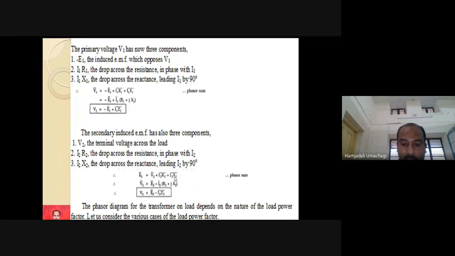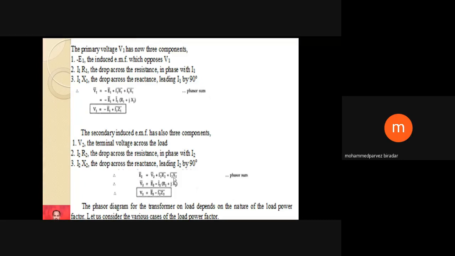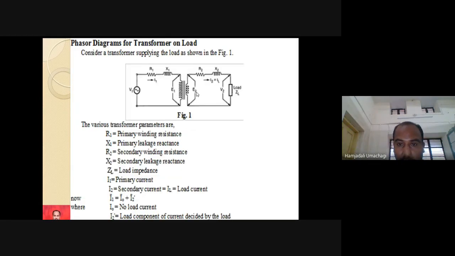Where are you getting this equation? On which side, primary side or secondary side? Secondary side. So to get this secondary induced EMF E2, I should add the vector sum of V2, I2R2 and I2X2. If I add all these three parameters, then I will get the secondary induced EMF E2. E2 is equal to I2R2 plus I2X2 plus V2.